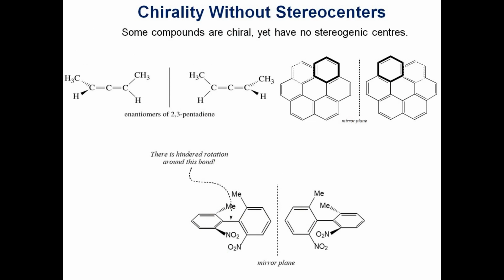But there are several other examples where chiral systems can be generated in absence of chiral centers, and the examples are allene or helicene or biphenyl systems, etc.